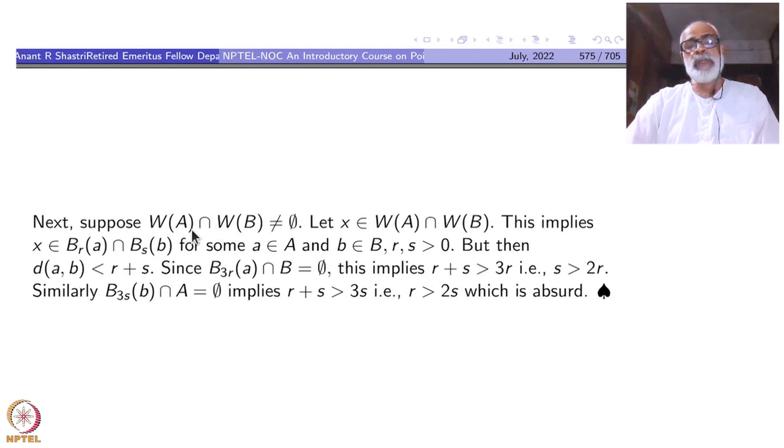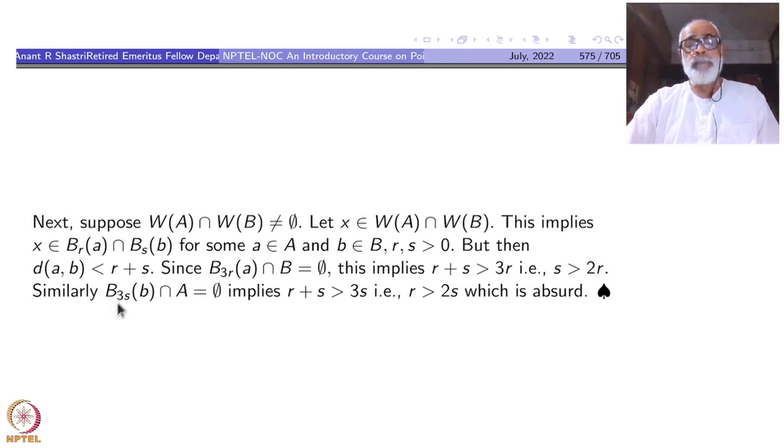Suppose there is a point x which is in both W_A and W_B. That implies x is inside some B(r_a) as well as in B(s_b) for r and s some positive numbers, and a and b are inside A and B respectively. But then the distance between a and b, going from a to x and then x to b, will be less than r plus s. Okay, triangle inequality here. B(3r_a) intersection B is empty. This implies r plus s must be bigger than 3r, because the ball of 3r_a doesn't intersect this. So r plus s must be bigger than this one. Cancel out one r, s is bigger than 2r.